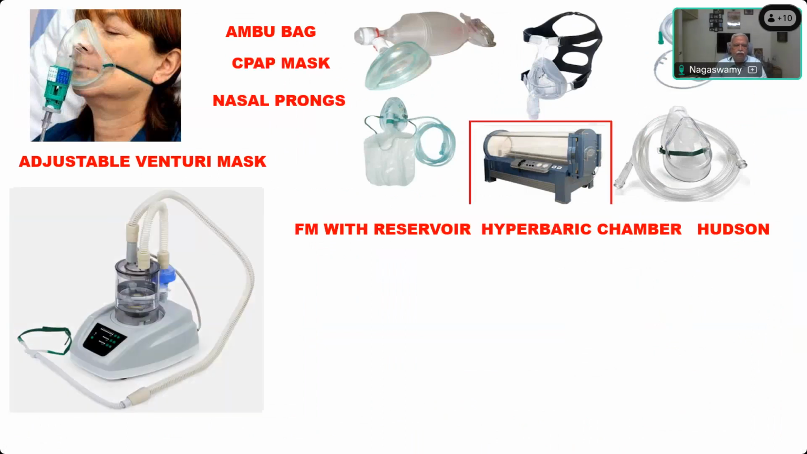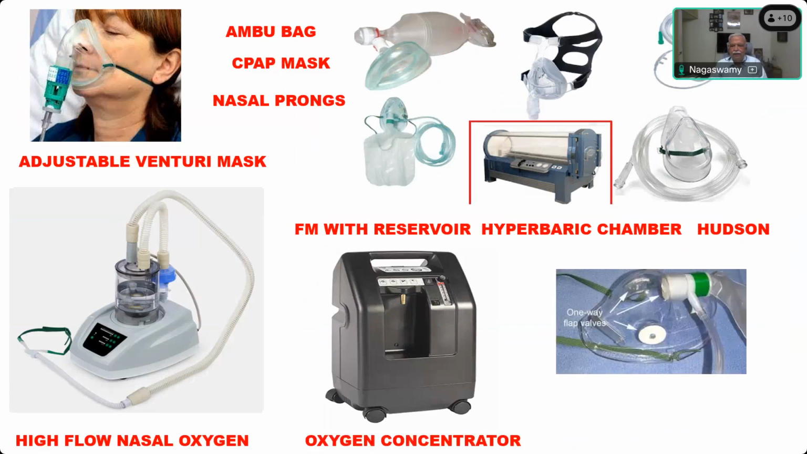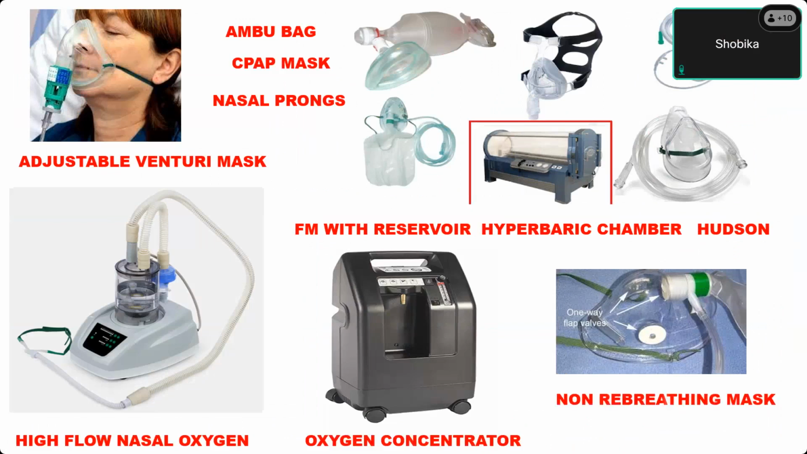What is this? HFNO, sir. High-flow nasal oxygen. High flow nasal oxygen machine. Very good. What is this? Oxygen concentrator. COVID was three years ago, everyone has forgotten. It was seen in every house, the oxygen concentrator. Okay. So what is this? NRBM. Non-rebreathing mask. Okay.